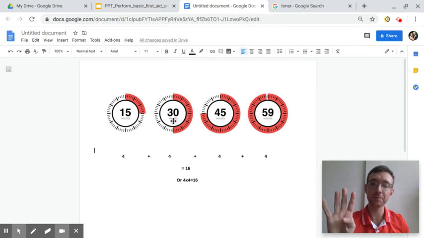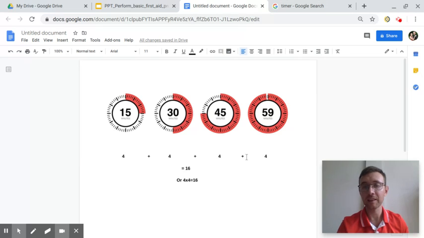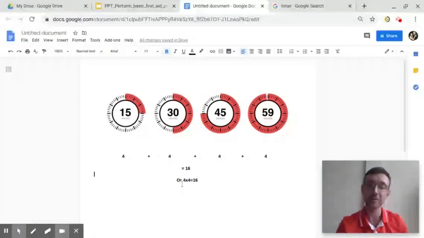So I was able to breathe four times. So four times for 15 seconds, plus four times for 30 seconds, plus four times for 45 seconds, plus four times for the whole minute. So it's four plus four plus four plus four. That will tell us how many times we breathed in the whole minute. And the answer is 16. Or we can do the multiplication: 4 times 4 equals 16.